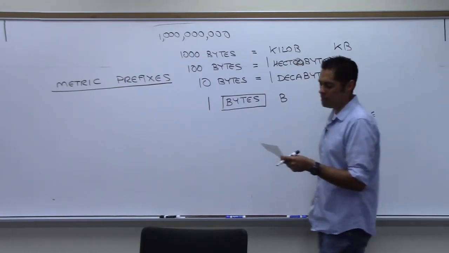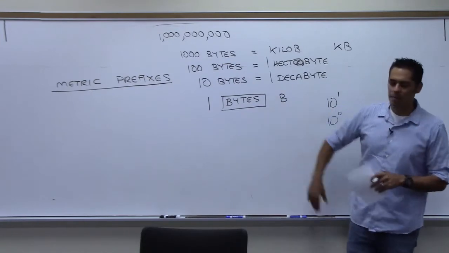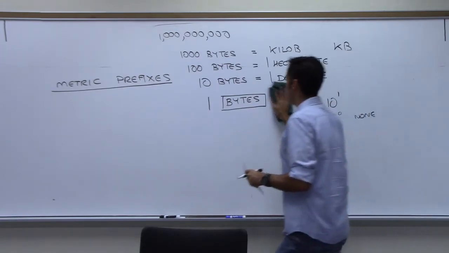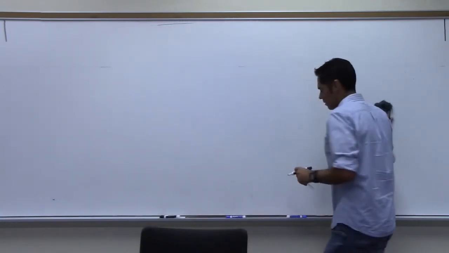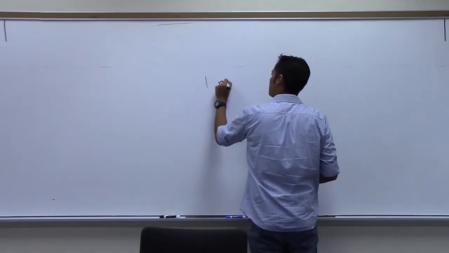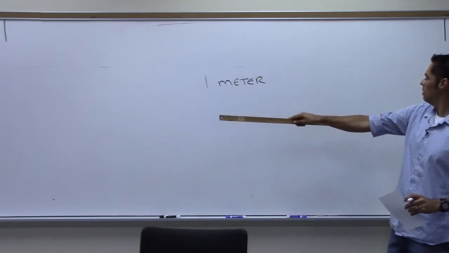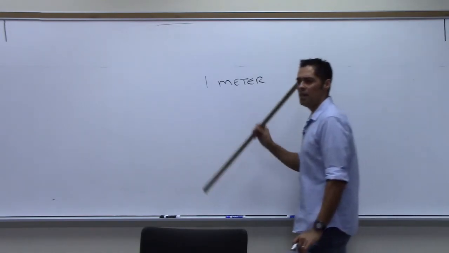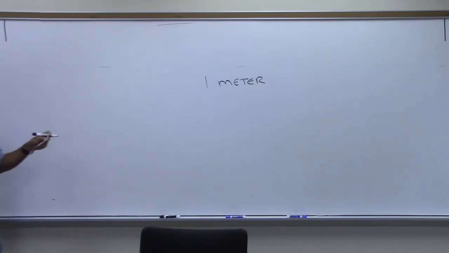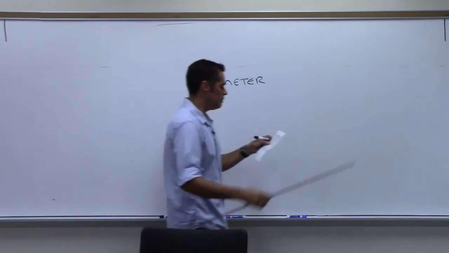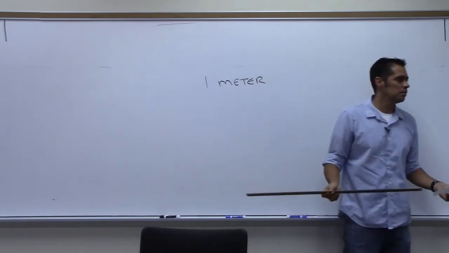All right, now this whole metric scale gets bigger and bigger and bigger, but you can also get smaller. Now we can't break bytes down, so let's use something a little easier to work with, which would be a meter. So if we have a meter, that's our standard unit, 1 meter. This is how long a meter is. If we have 10 of these, it would be called a what? 10 meters would be a decameter, right? 100 meters would be a hectometer. 1,000 of these lined up together would be a kilometer.